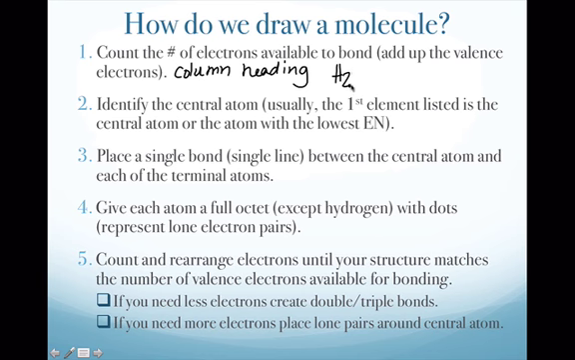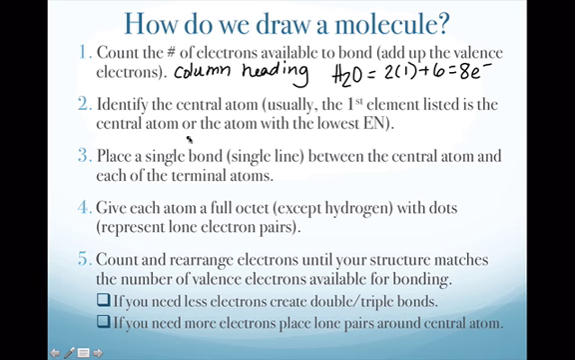So for example, if I were doing H2O, each hydrogen would have 1, so it'd be 2 times 1 because I have 2 hydrogens each with 1 valence electron, and then my oxygen would have 6. So that would have a total of 8 valence electrons I can use in order to draw this structure.